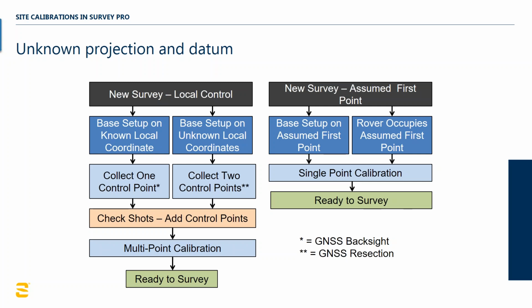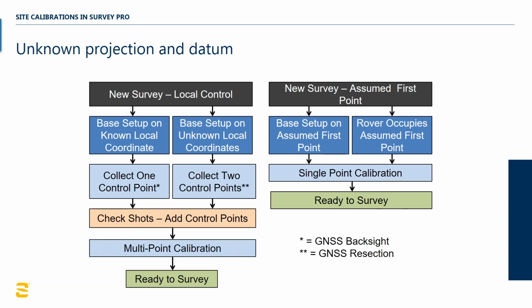right? So you would set it up on a point of convenience, and then you would collect at least 2 control points. 2 control points will give you scale and rotation, which is the absolute minimum. And then you can add control points as you want and do a multi-point calibration throughout the day. If you're just going to assume a first point, we showed you that special situation where that base is set up on the assumed point. You can just call that the single point calibration. You're ready to survey, or you can do that single point calibration with your rover and get ready to survey.